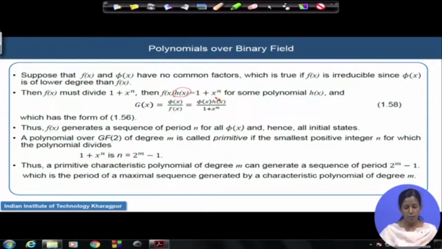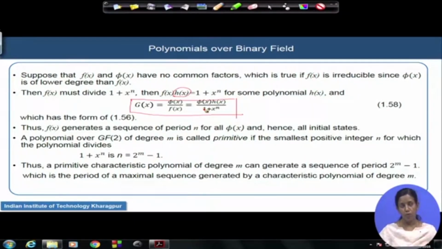So, if I substitute this value here for phi(x) by f(x), where this f(x) is now equal to 1 plus x to the power n by h(x), we end up with another very nice expression: the generating polynomial will be given by phi(x) into h(x) divided by always 1 plus x to the power n. Thus this characteristic polynomial f(x) generates a sequence having a period n for all phi(x), and hence all initial states also it will keep on creating that.